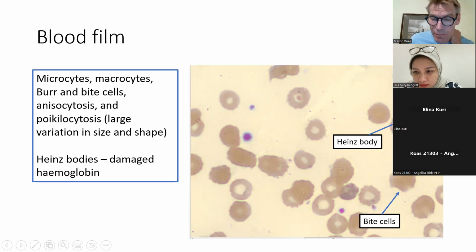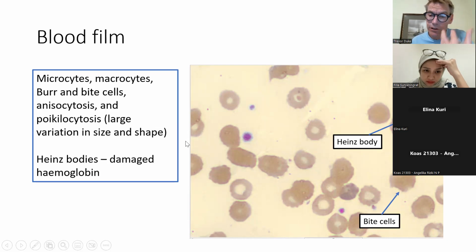The hematology people might tell you about what's in the blood film, but it's useful to know a Heinz body is broken down hemoglobin, where the hemoglobin is not functioning well, so it aggregates and becomes quite prominent in the red blood cells. So these are Heinz bodies and bite cells, and you can see the difference in size and shape of red cells, which is called poikilocytosis, a large variation in the size and shape of them. Again, consistent with severe hemolysis. And as I said, the Heinz bodies represent damaged hemoglobin that aggregates within the red blood cell.